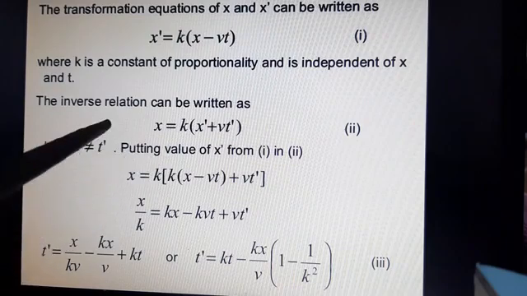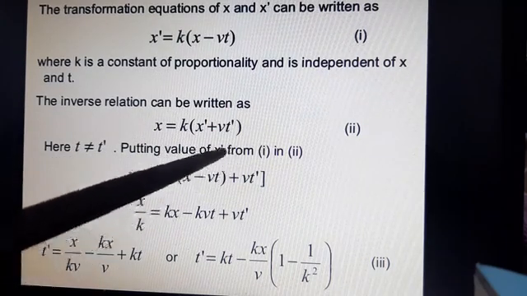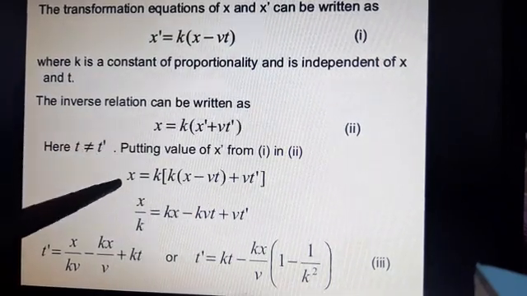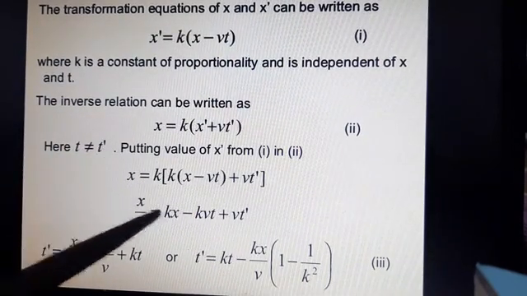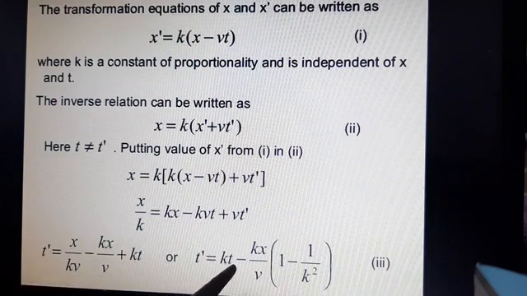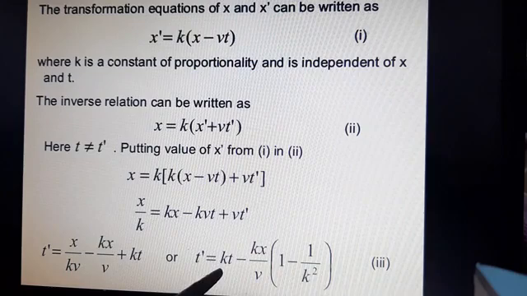Putting the value of x dash from equation number 1 in equation number 2, and we will get x is equal to this. On rearranging this equation, we can get t dash is equal to kt minus kx upon v into (1 minus 1 upon k square). So this is equation number 3.